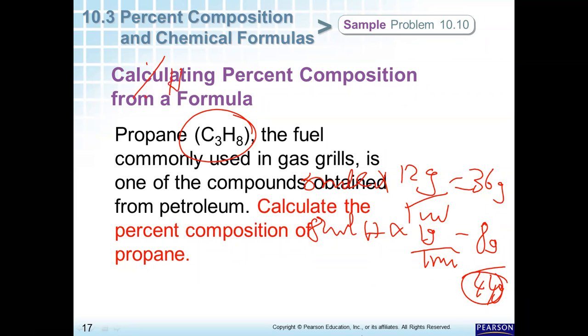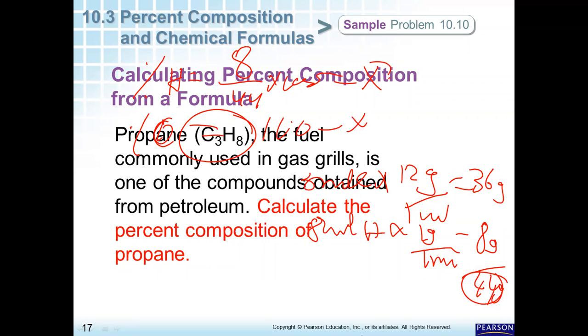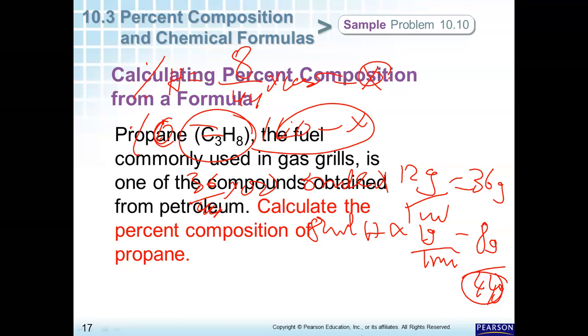So the percent of hydrogen in this case is equal to what? 8 divided by 44 times 100, and that is going to be some number. And then that number, whatever it is, let's say it is X, then the percent of carbon in this case is equal to 100 minus X. Or if you don't want to do it this way, it is 36 divided by 44 times 100, right? So the answer is going to be 18.2 and 81.8.